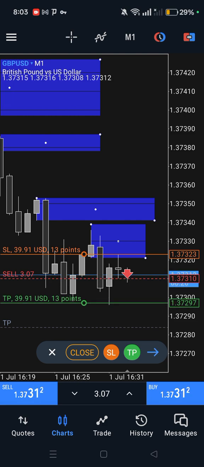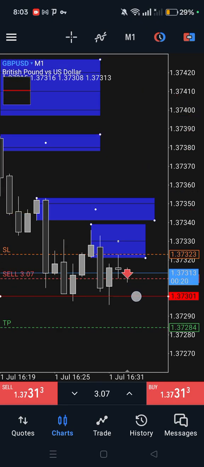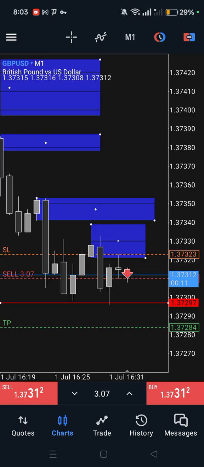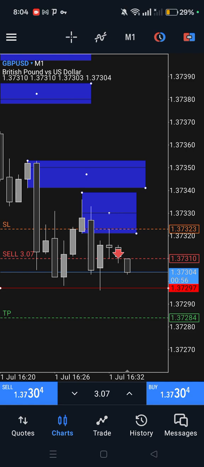So, 1.37297. About here is where we'll break even. I have a feeling I'm gonna lose this trade. I hate commissions though. Commissions suck. Some nice volume, okay. Oh, I don't like that rejection.